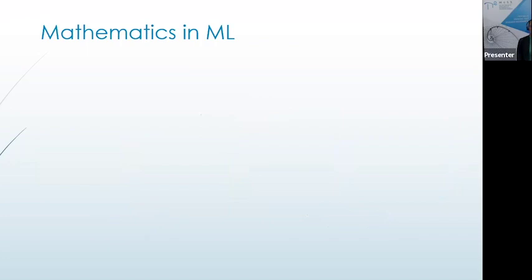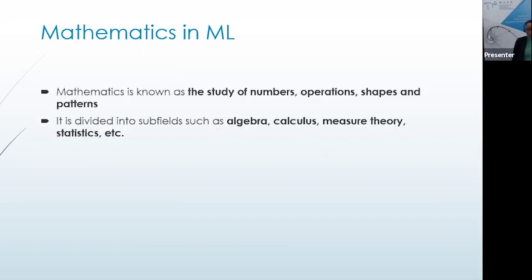So we're going to talk about how mathematics is used in machine learning in helping us learn the model. But what is mathematics? Mathematics is typically defined as the study of numbers, operations, shapes, and patterns. Mathematics is divided into subfields: algebra, measure theory, statistics, and many more.